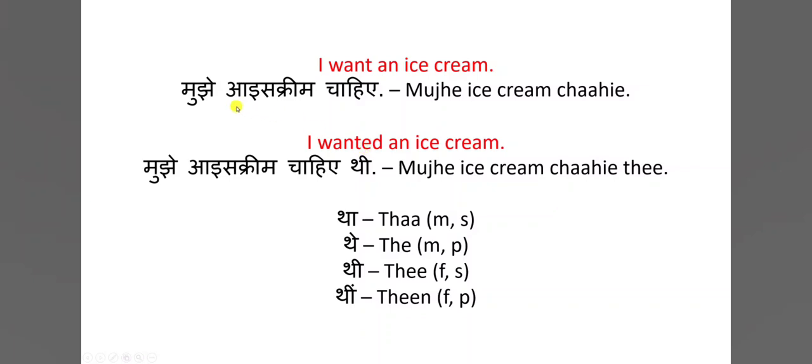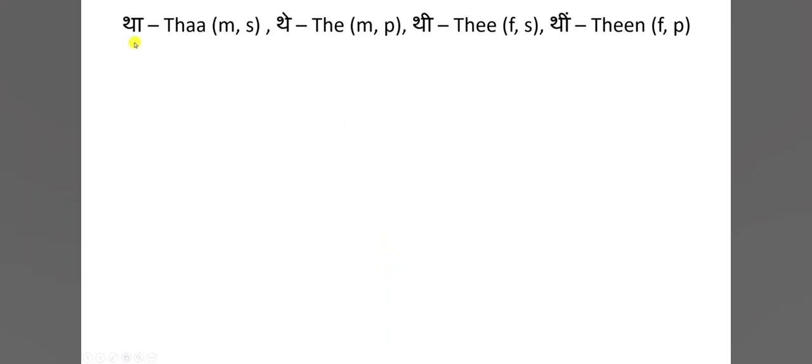All the words of the present tense will be there, but along with it, there will be a tense indicator of past, which is one of these. Okay? Now, let me give you a few examples and tell you how to select one of these: tha, the, thi and thii.